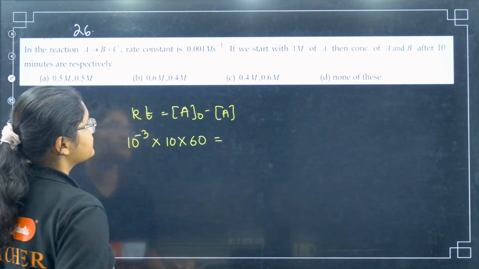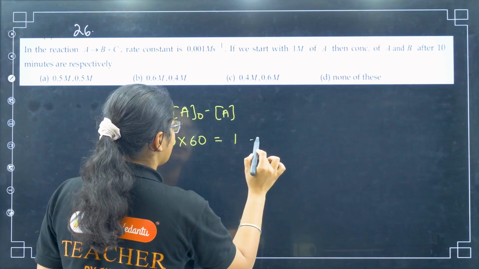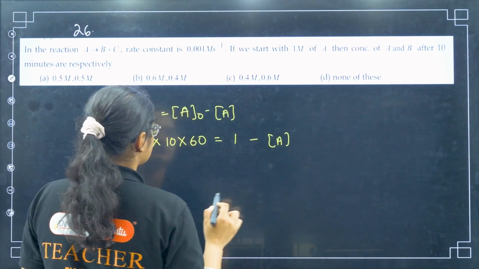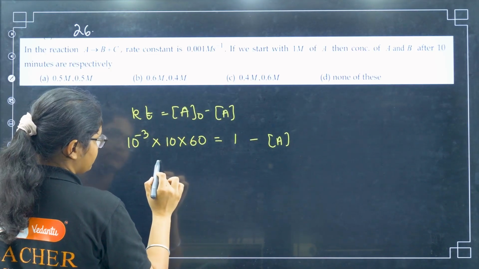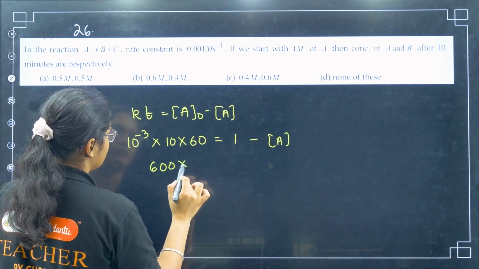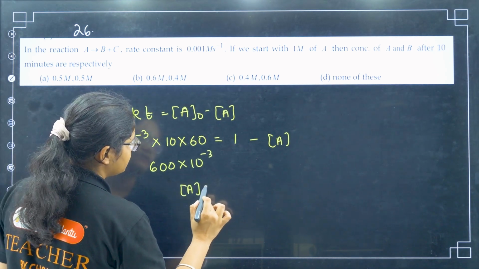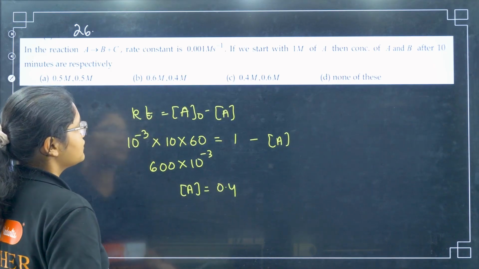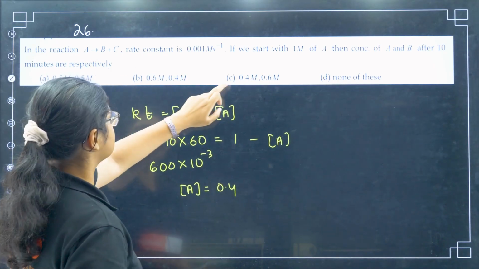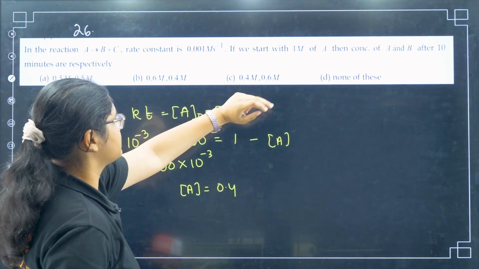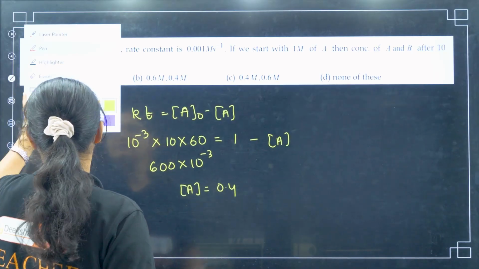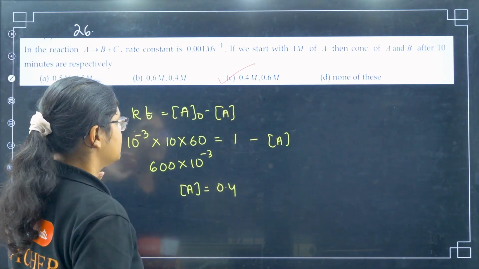So I'll convert it into seconds. A naught is 1 minus A value. If I solve this, this is 600 into 10 to the power of minus 3, that is 0.6. So A value will be 0.4, right? So concentration of A will be 0.4 and concentration of B will be 0.6. So answer will be option number C.